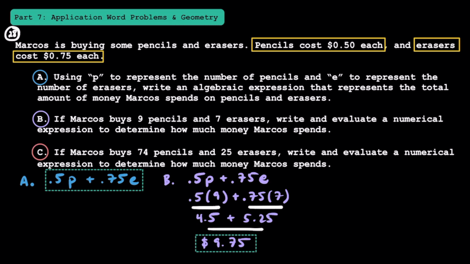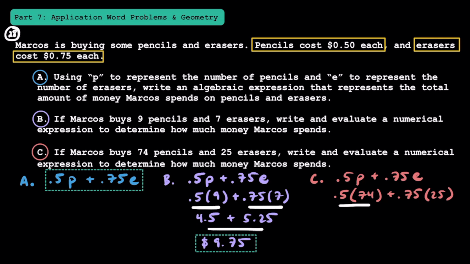In part C, Marcos now buys 74 pencils and 25 erasers. Let's repeat the same process as part B, but with these different values now. We have our original expression of 0.5p plus 0.75e. It's 50 cents each, but this time we're buying 74 of these pencils, and it's 75 cents each for each of the erasers, but we're buying 25 of them this time.